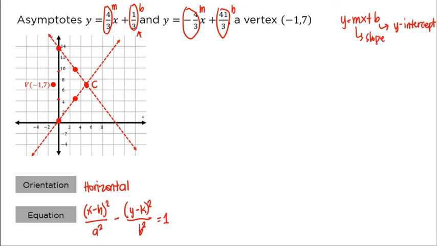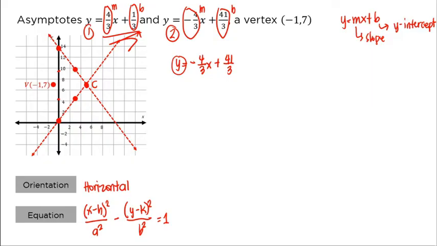Okay? So I will substitute the first equation to the second equation. So this is your first equation. This is your second equation. So from the second equation, we have y equal to negative 4/3x plus 41/3. Okay? Take note from our first equation, y is equal to 4/3x plus 1/3. So I can just substitute this value to the y here in our second equation.